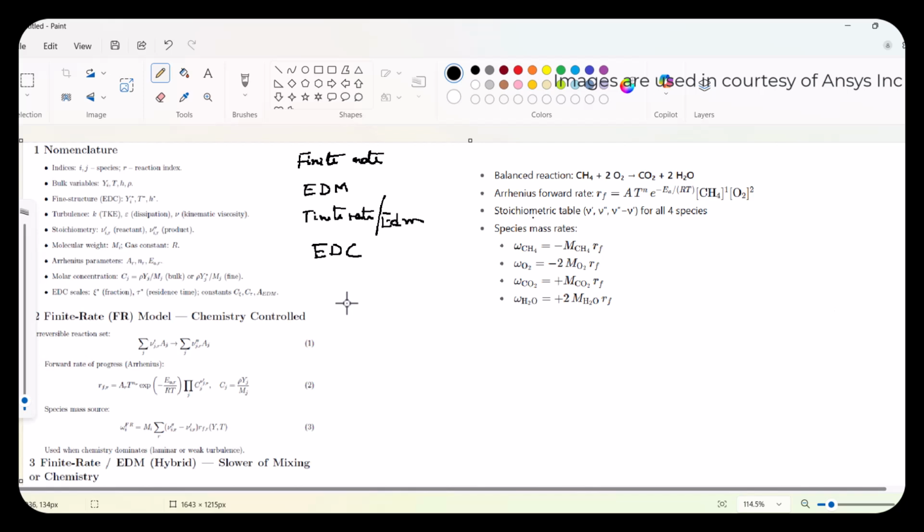So I'll directly jump into a simple reaction. What you can see is methane reacting with oxygen to provide carbon dioxide and water vapor, right? For this reaction to happen, if you consider a laminar flow, then you can go with a finite rate model.